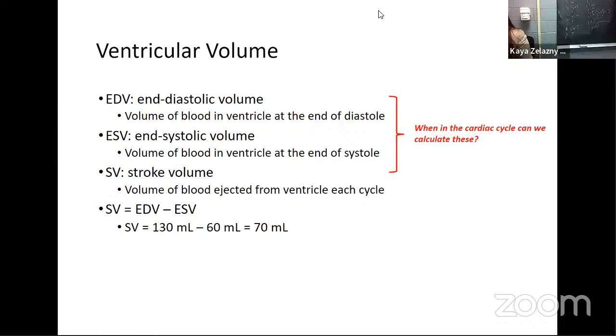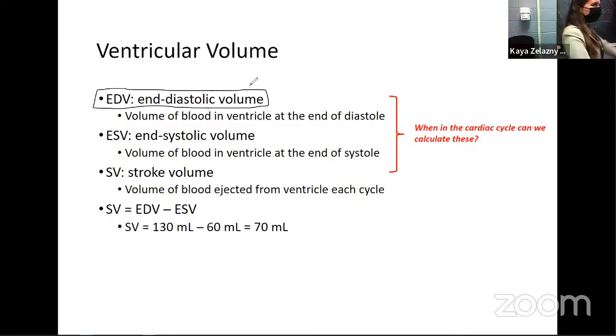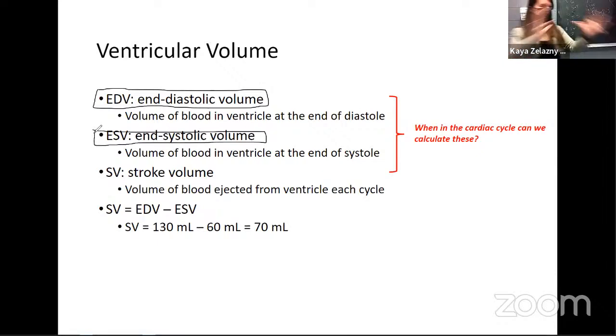So one thing we want to think about is how much volume is left in those ventricles at the end of diastole. Right? So at the end of their relaxation, how much blood is in a ventricle? So do you think that's going to be a bigger number or a smaller number than the amount of blood they have at the end of systole, at the end of their contraction? Which one will be bigger, end diastolic or end systolic?